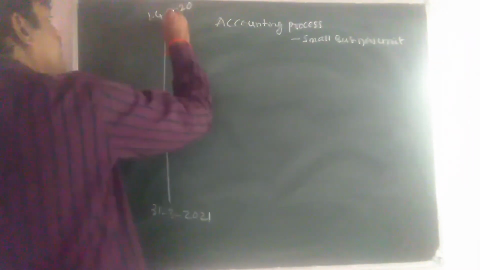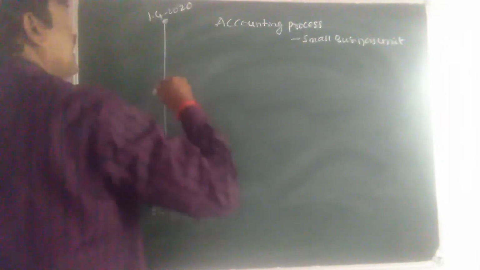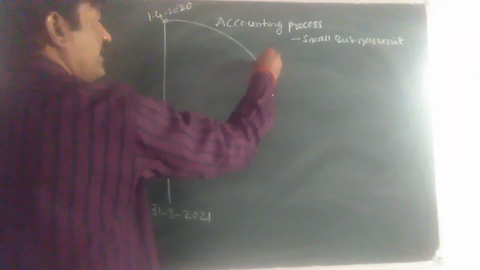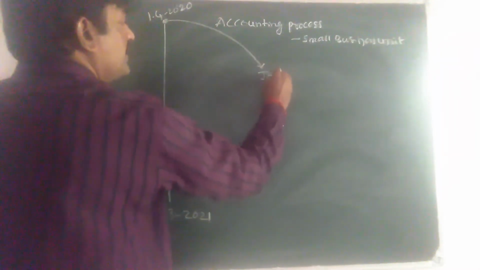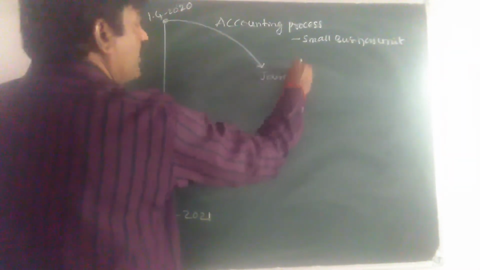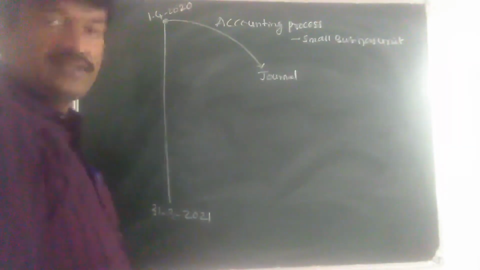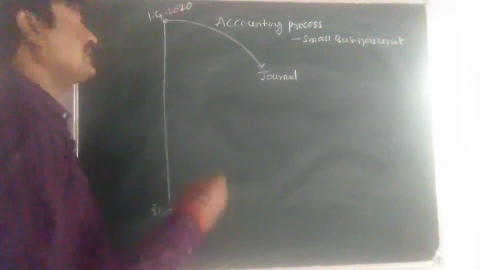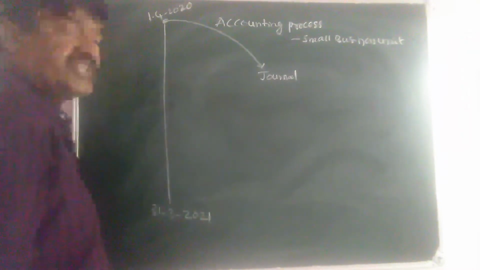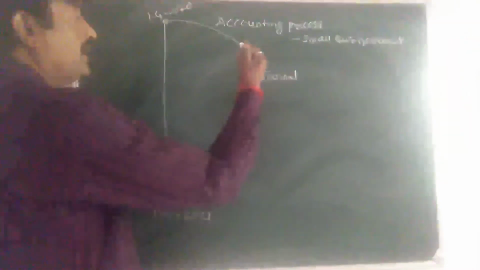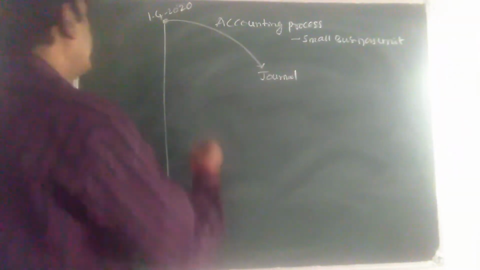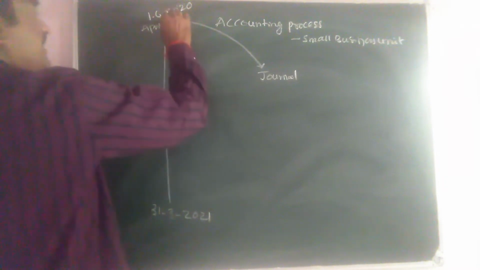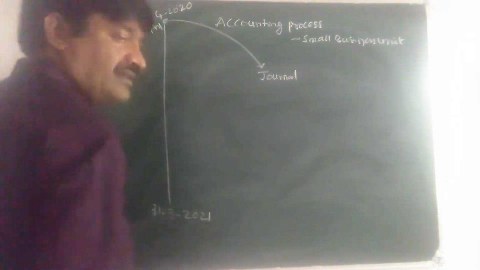The very first business transactions related to small business units are entered in the first book. That first book is called journal. Journal is a day book. Day-to-day transactions are recorded in the first book. That book is called journal. April 1st transactions are entered in the journal.